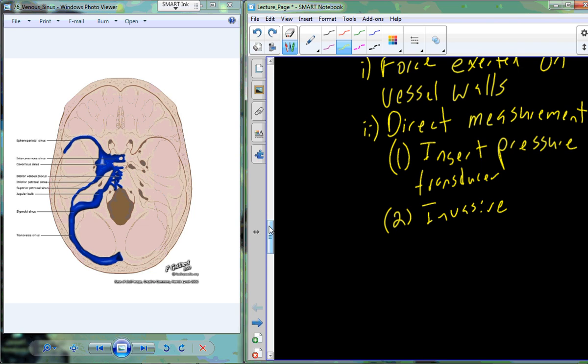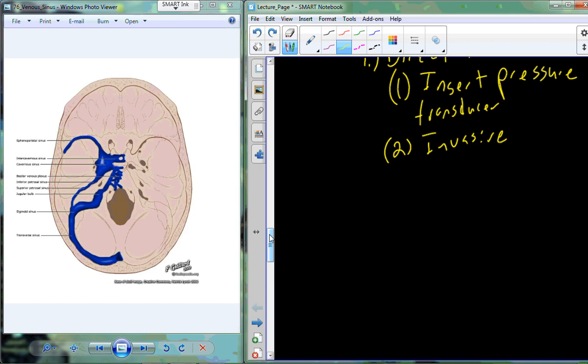In lab animals, obviously, it's a lot easier to handle because we're not as concerned ethically about lab animals as we are about humans. Not that we don't treat them with the utmost respect, but we can just sacrifice them when we're done. We don't have to keep them alive. In humans, we're trying to keep them alive. So we don't do a lot of direct measurement of pressures inside of humans unless it's absolutely necessary.